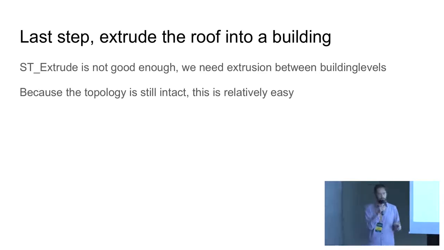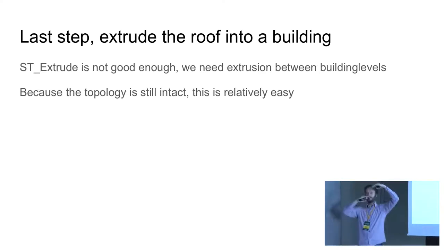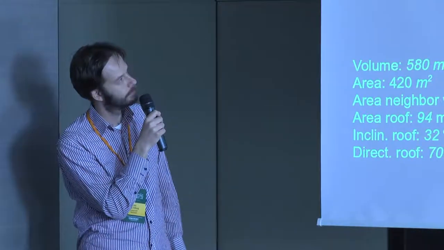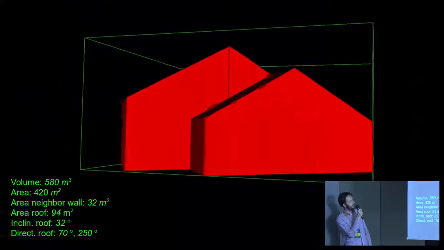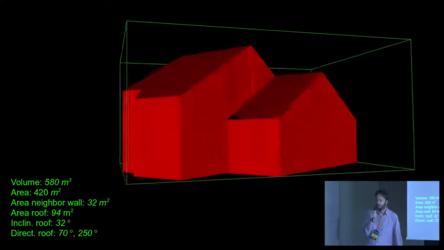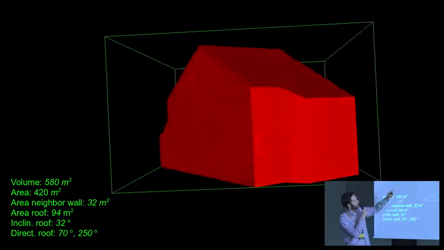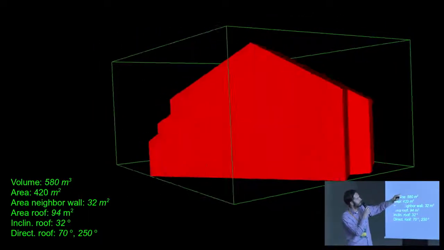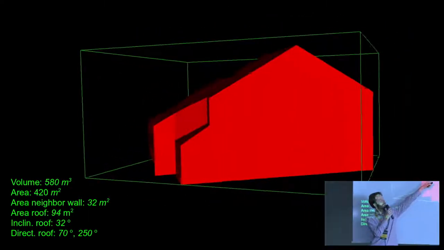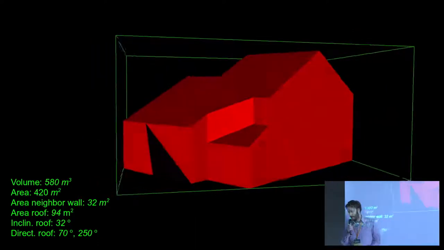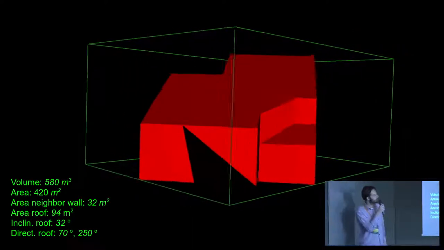Luckily, we use topology. If your data is still topology correct, it is not very difficult to connect two parts which are like this, separated to each other. So you have a wall in between them. And then this is more or less the end result for a simple building. You see what I mean with connecting the roofs. If it turns a bit more, yeah, this part, you see, it's connecting only two levels of roofs.